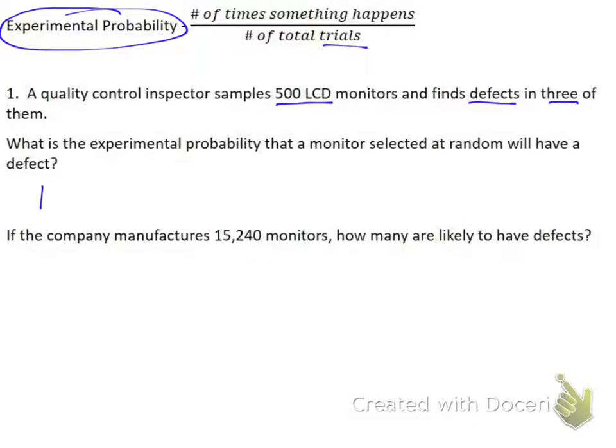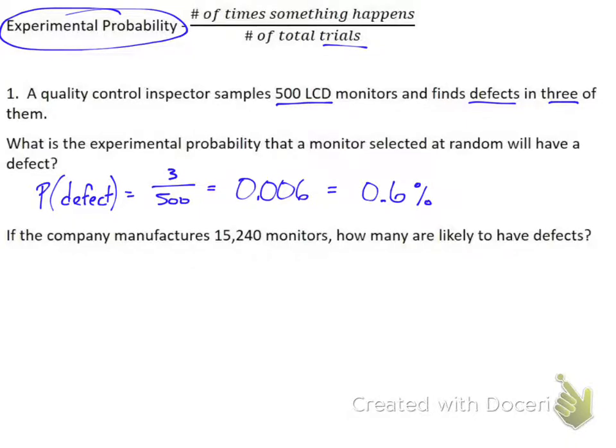So again, the probability of defect, the total number of times that I found the defect was 3, and then the total number of products that I sampled was 500. When I do that, I end up with 0.006, which ends up being 0.6%.